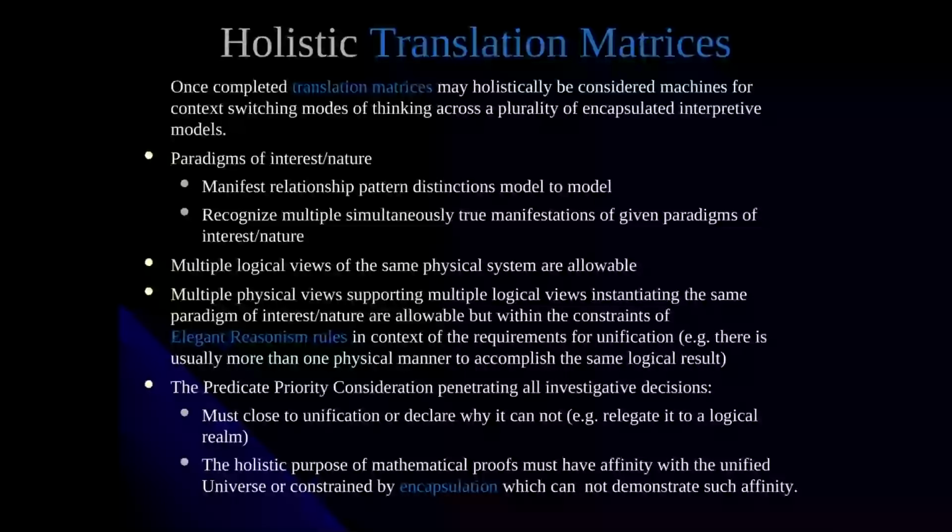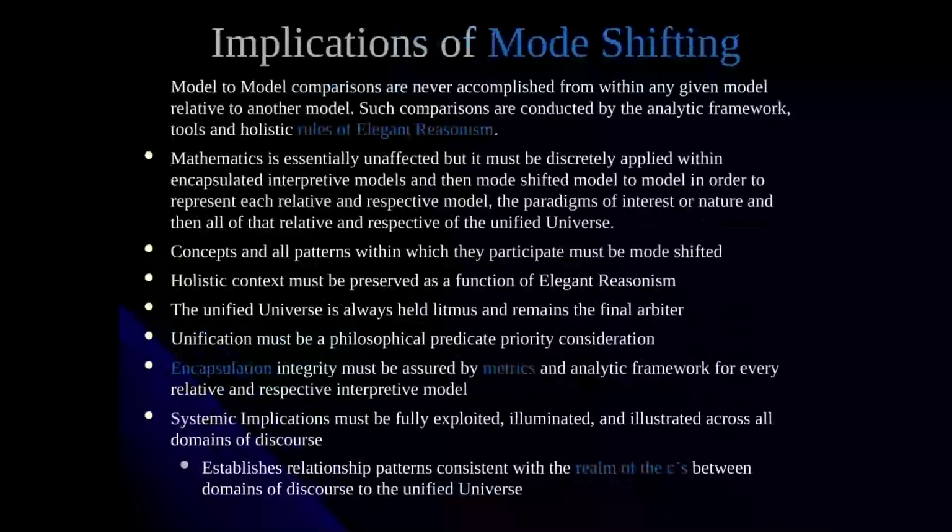And there's very likely going to be a set of insights that come as a result of that. And that's what we mean by the holistic purpose of a mathematical proof must have affinity with the unified universe. That's what I mean when I say that. So the implications of mode shifting: model-to-model comparisons are never accomplished from within any given model relative to the other. The comparisons are always done in the context of the analytic framework and tools under the rules of engagement, which in this case are Elegant Reasonism rules.